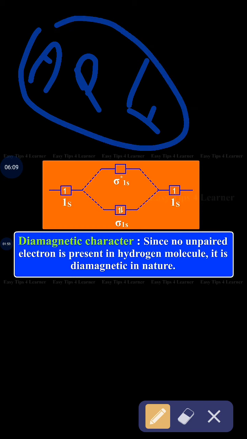First of all, what is diamagnetic? Diamagnetic means those which do not have any unpaired electron. If they do not have any unpaired electron, they are not attracted towards the magnetic field. For example, wood, plastic, rubber, glass, etc. They are permanently non-magnetic, so called diamagnetic in nature. In chemistry language, we can say that they do not have any unpaired free electrons.